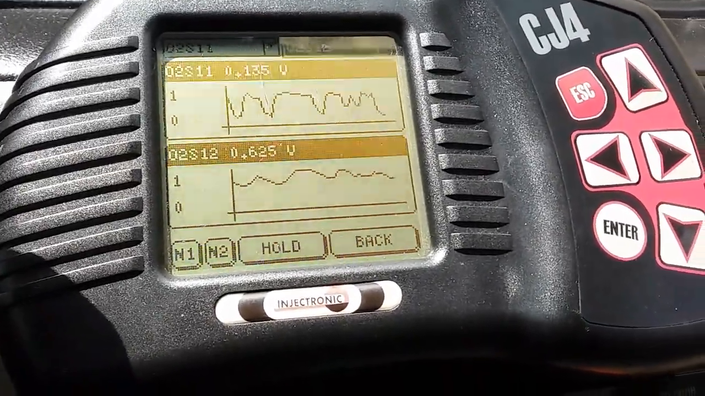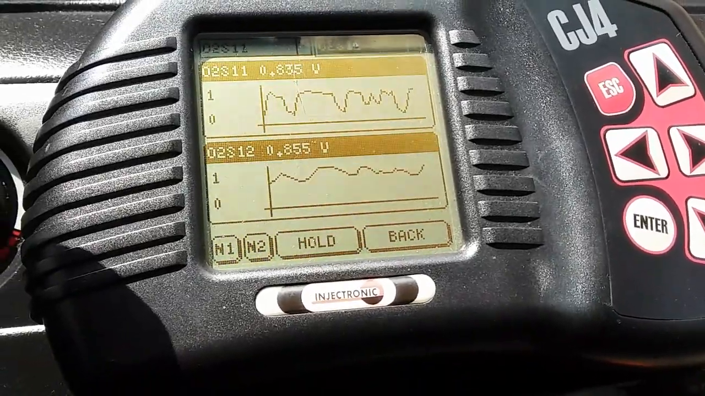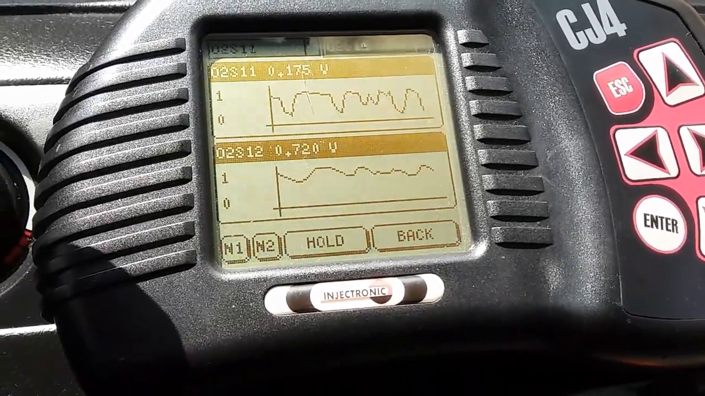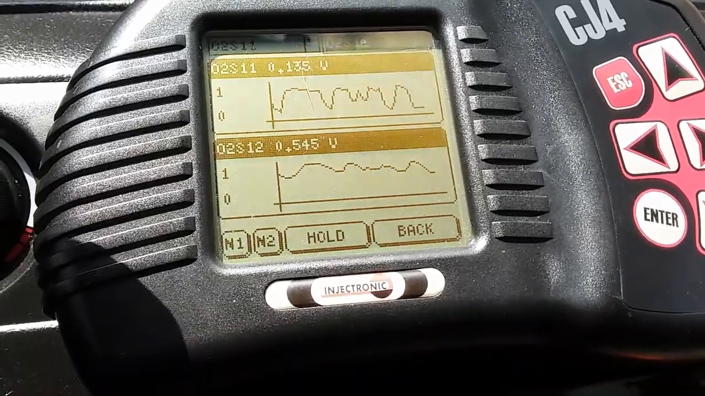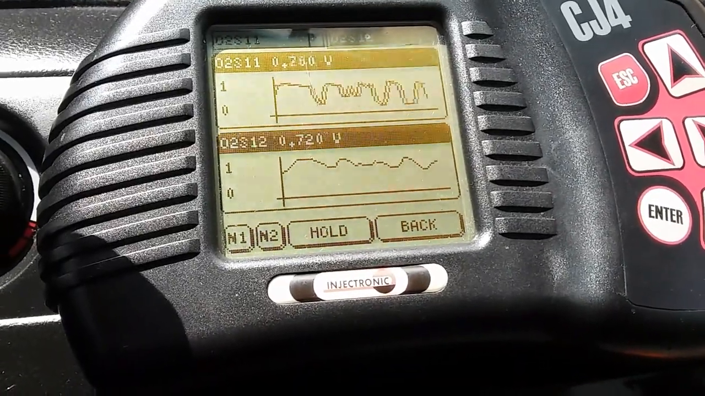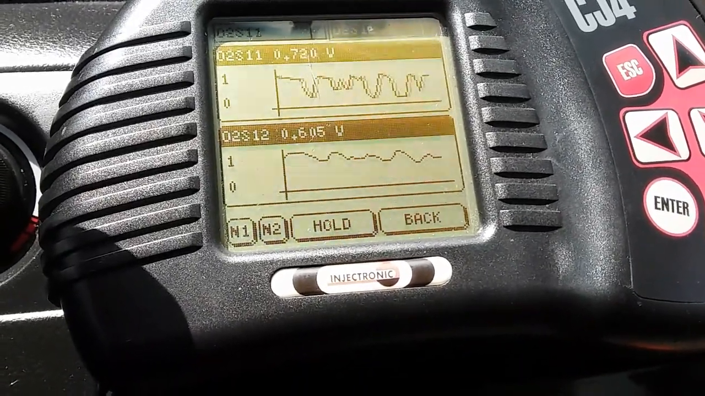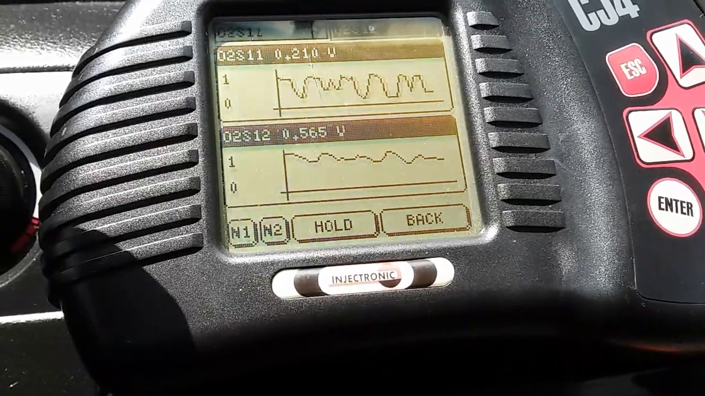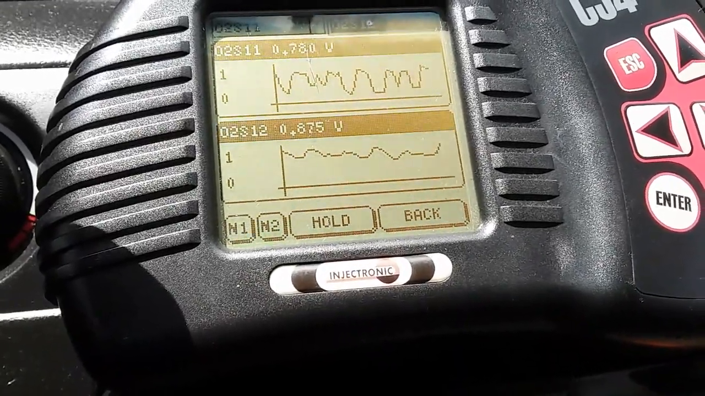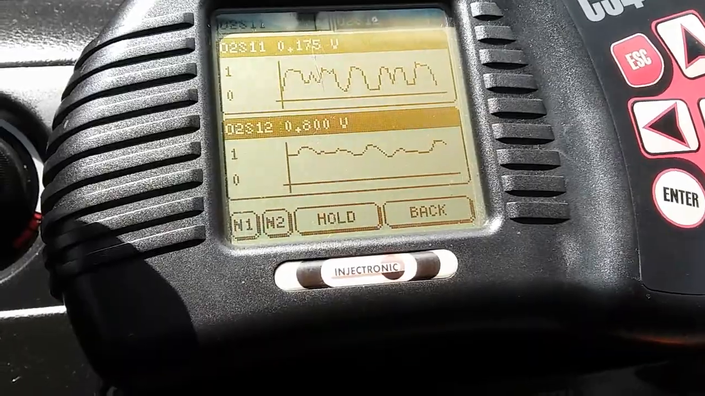Like I said, during a cold startup, it is normal for the downstream O2 sensor to fluctuate like the upstream O2 sensor, but once it gets to its operating temperature, that fluctuation should minimize and be very minimal.